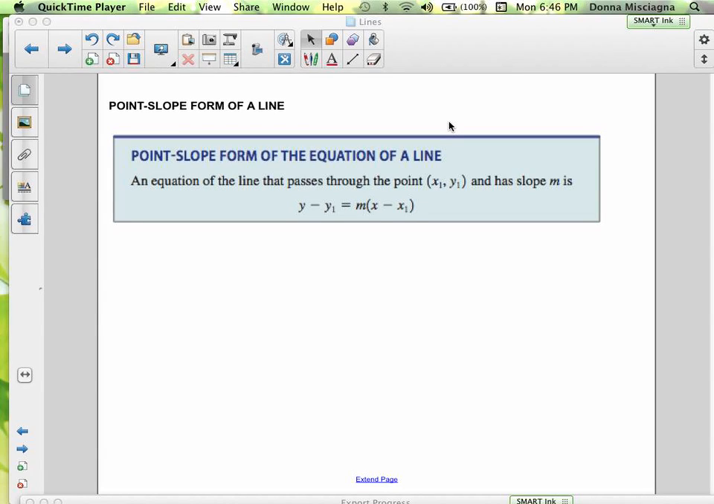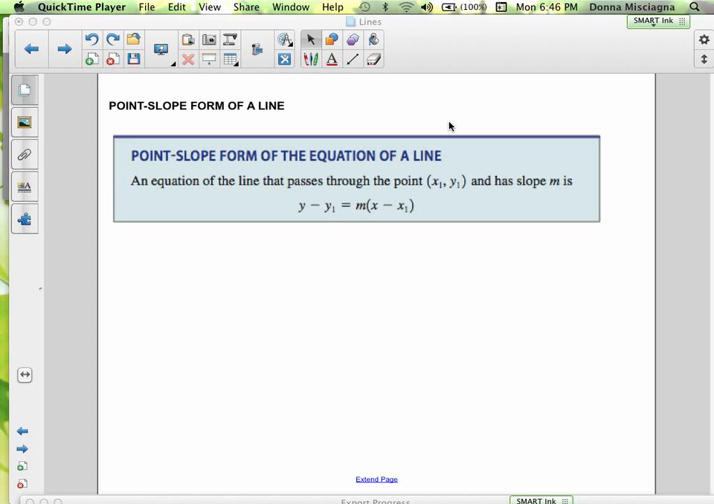Now let's look at point-slope form of a line. This is a very important format for our line. It's very easy to write equations in point-slope form because you can use any point. Right? So the equation of a line that passes through the point x1, y1, some point, and has a slope m can be written as y minus y1 equals m times x minus x1.